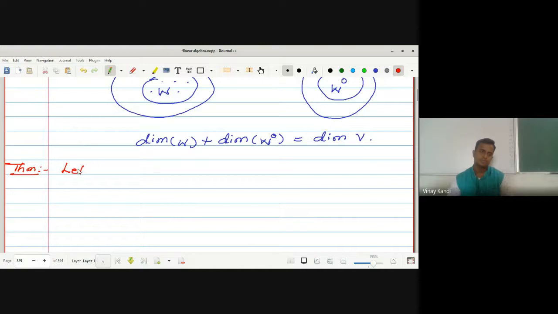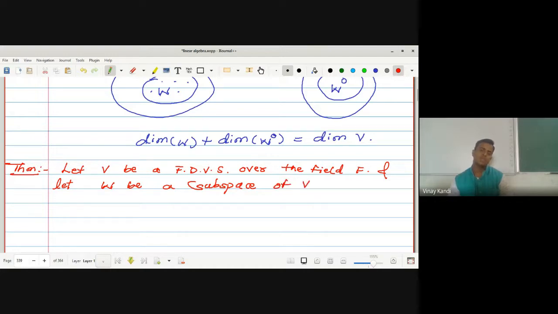Let capital V be a finite dimensional vector space over the field capital F, and let W be a subspace of V. Then dimension of W plus dimension of annihilator of W.